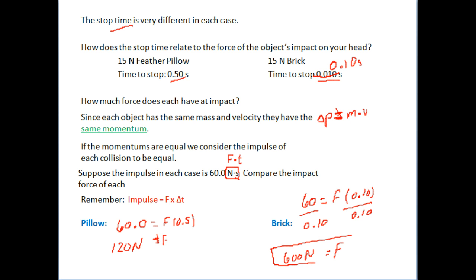So when the brick hits, it delivers more force than the pillow because it takes less time to settle. More of the energy of the fall for the pillow goes to shaping the pillow around your head. It's just in contact for a longer time. So if you can lengthen out the time of an impact, you take the force away.